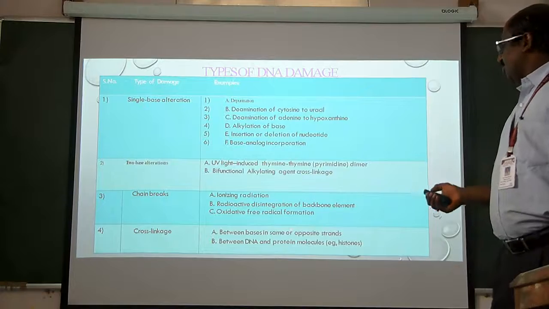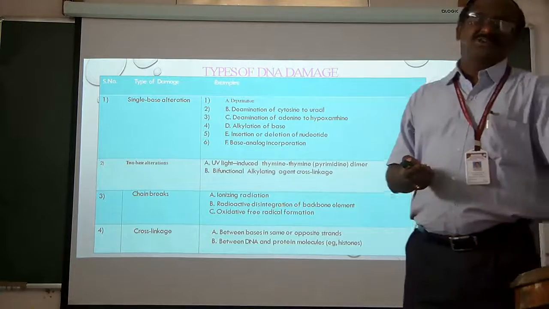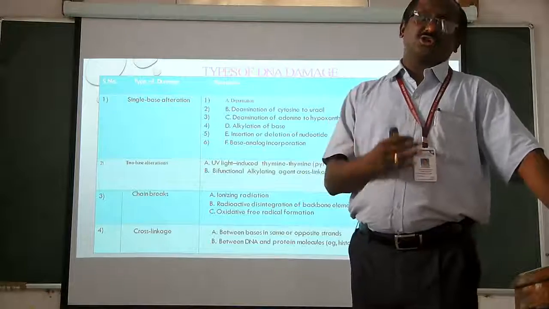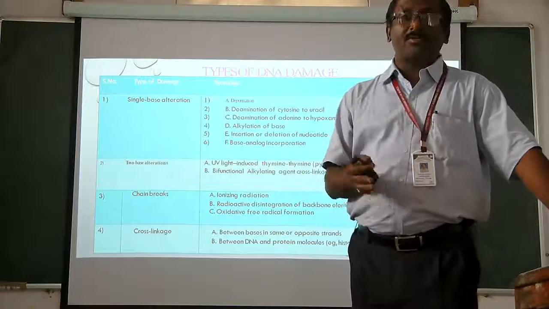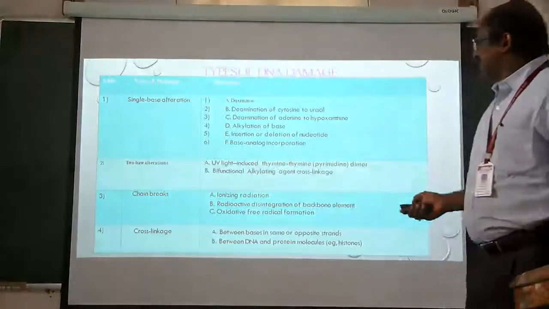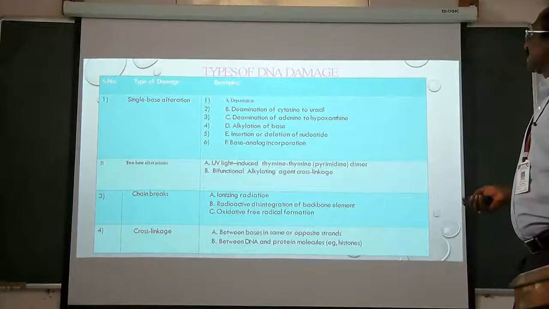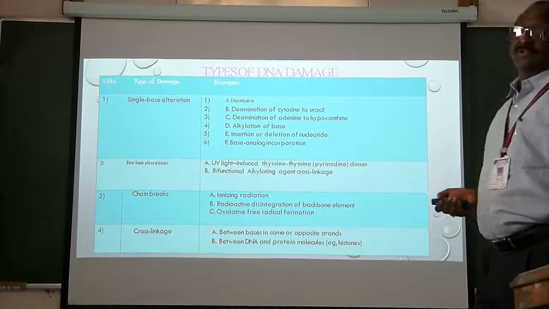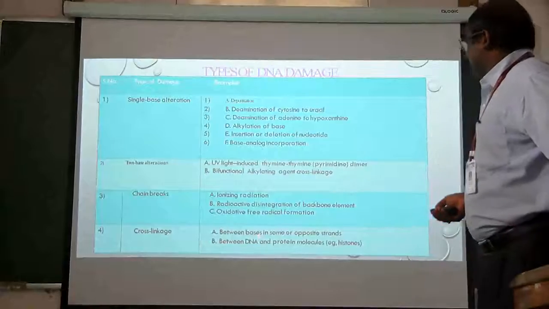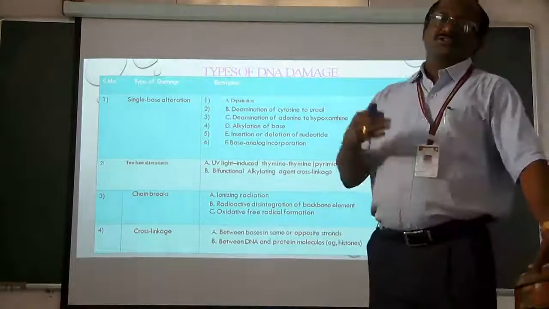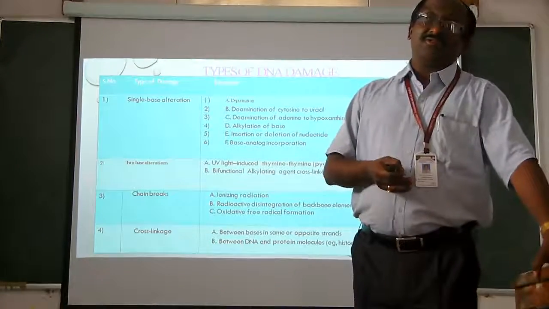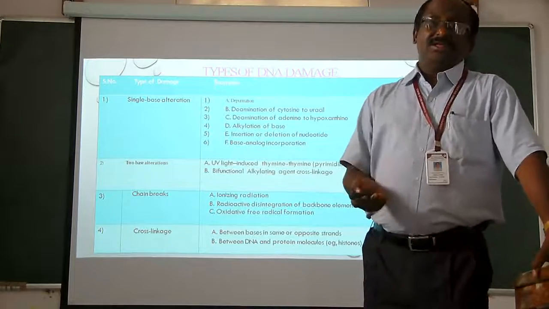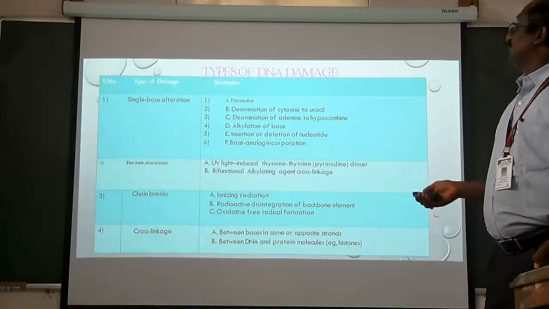Next is the oxidative free radical formations, what we call ROS, oxidative free radicals. These ROS may also cause damage to the DNA. The next is the cross-linkage type of DNA damage, between the bases in the strands of opposite strands, and the second is between the DNA and the protein molecules, especially the histone molecules. These are among the major reasons for the damage of DNA, and these are the four types of DNA damages.